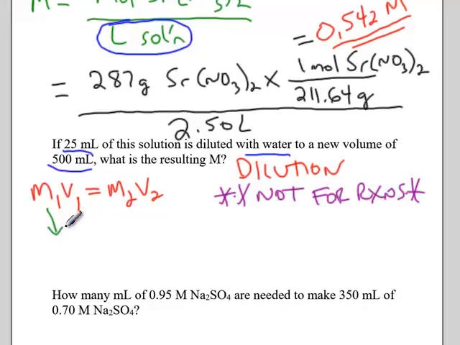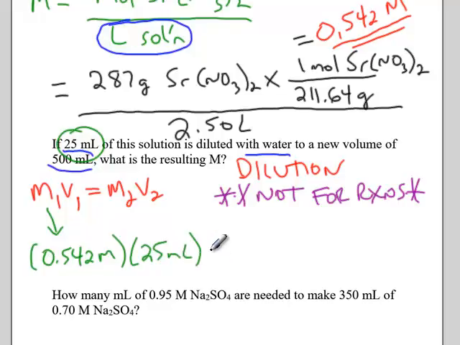So M1, that's our starting molarity, which we just calculated was 0.542. V1, V stands for the volume, and we used a volume of 25 milliliters of that solution. We had 2.5 liters, but we only diluted 25 milliliters of it. M2 is the new diluted molarity, which is the unknown, and V2 is the total volume, which was 500 milliliters.